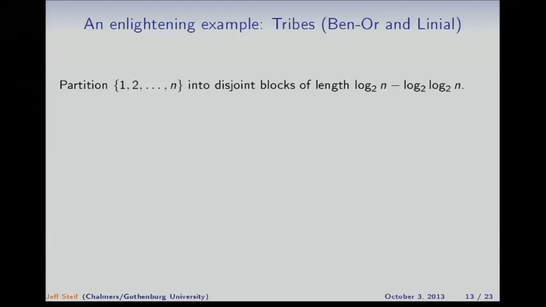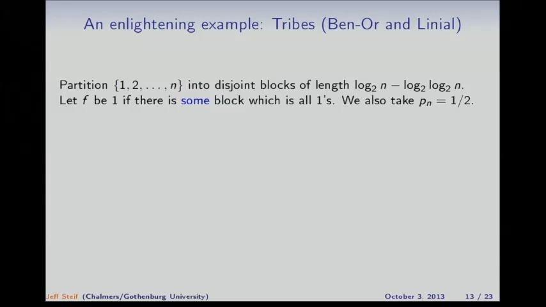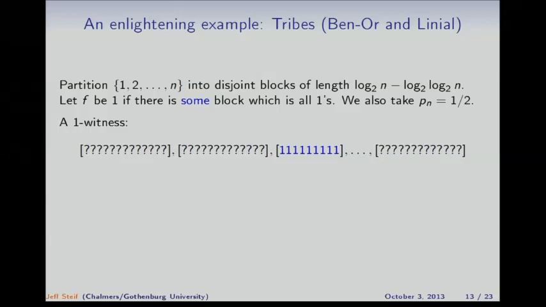Okay. So it says it right here, let f be 1 if some block is all 1s. What are the 1 witnesses for this? Let's take Pn to be a half here. So here's a 1 witness. The ones in blue, this is a 1 witness. Basically, by the way, I described the Boolean function. Those are exactly the 1 witnesses, one of these blocks.